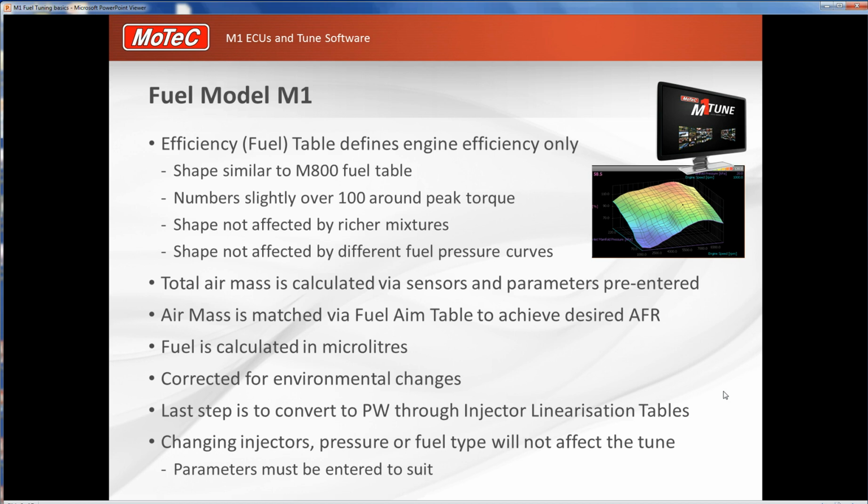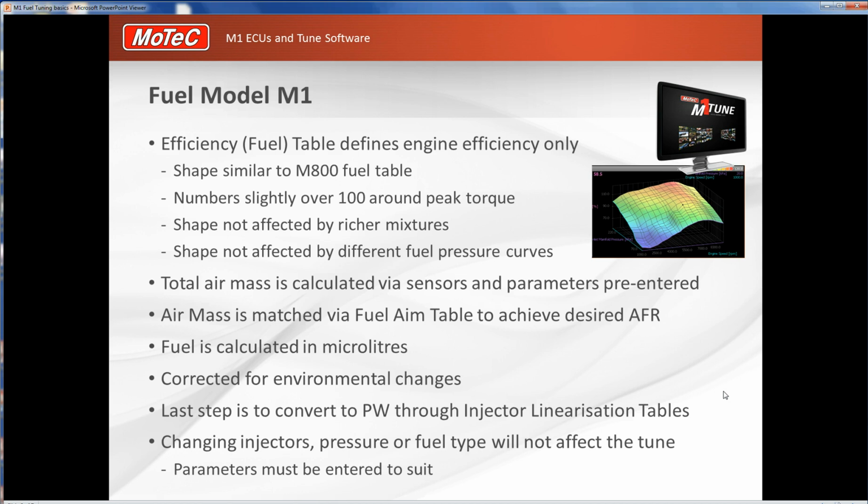So what the M1's calculating is, if it sees a number in the efficiency table of 100, meaning 100%, what that means is that for every 2 engine revolutions, which is of course 1 cycle, the M1's expecting to see 4 litres of air pass through the engine. That's of course if it sees 100 in the efficiency table. So it calculates that airflow very accurately.